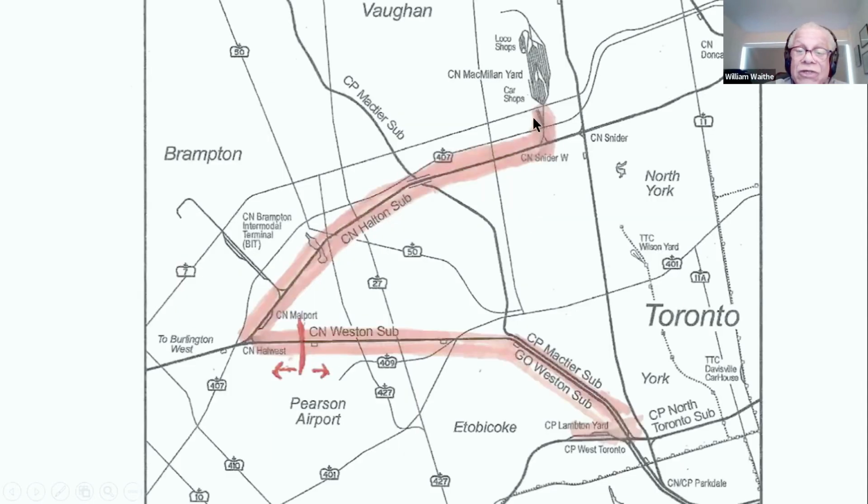So again, just to refresh your memory, this is a map of the area we're modeling, starting with the Macmillan yard, the 33-track section, the Halton sub, the Malport yard, and the industrial area of Rexdale and Etobicoke North, and the Landon yard. All 3 of these yards are integral to the layout and the operation that we're doing.